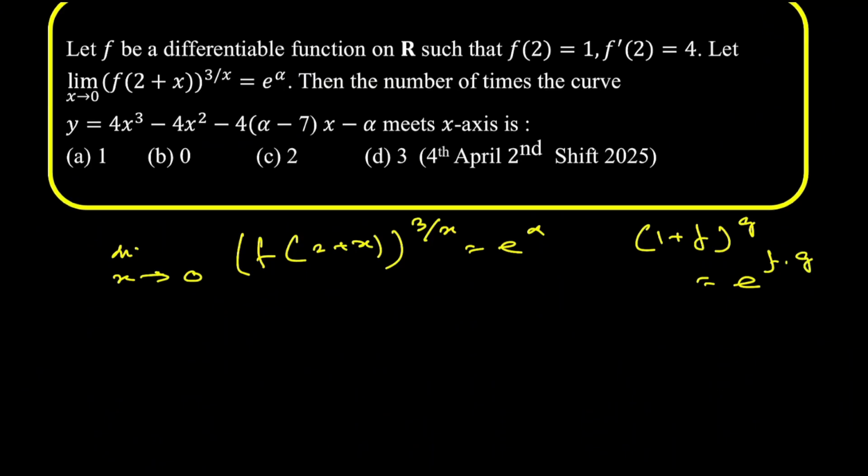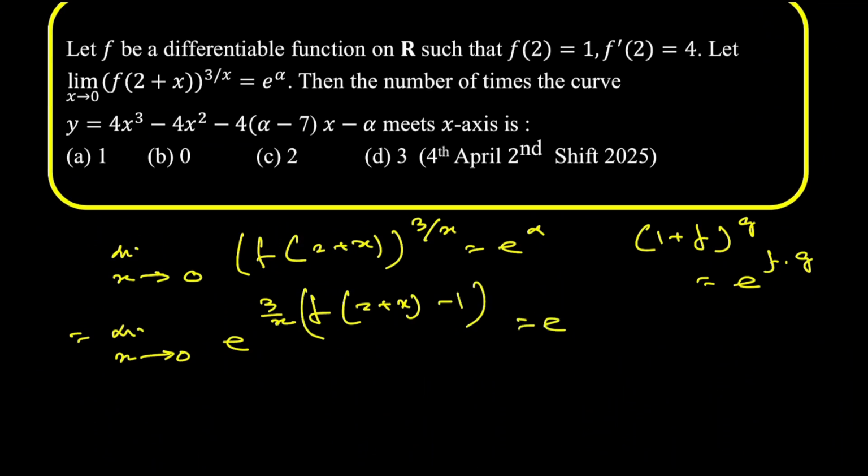So what we'll do, limit x tends to 0, e to the power 3 by x into f(2 plus x) minus 1. That is 1 plus f(x) whole to the power g(x). That is coming to be e to the power alpha. This is the 1 to the power infinity form actually.